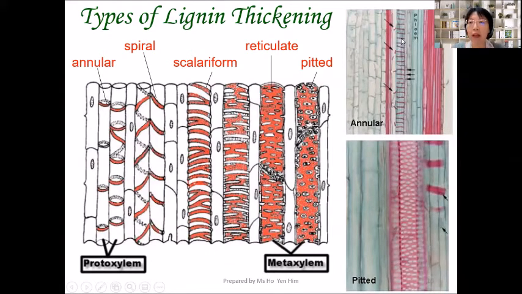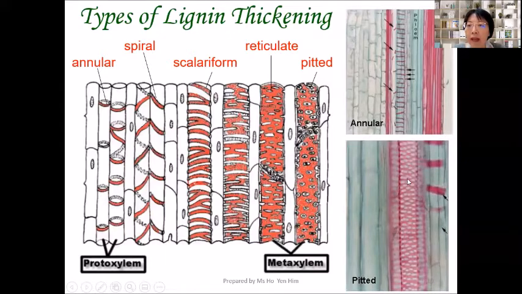So you can see this cell here, right? The diameter of the cell is quite big compared to the neighboring cells. Okay, and you've got the annular thickening. This one you've got pitted. Can you see that? This one has got annular thickening. Now, can you see this cell here?